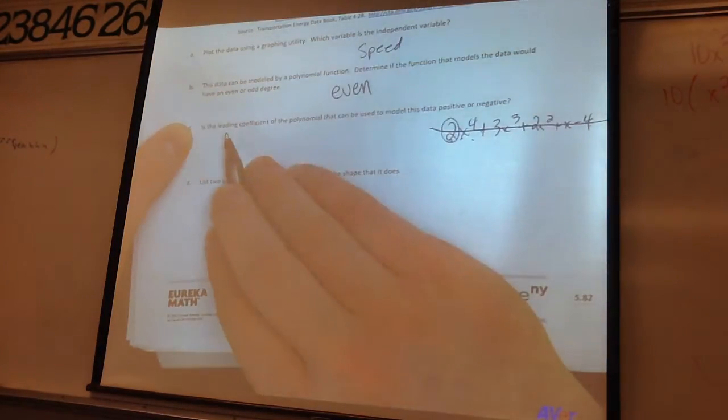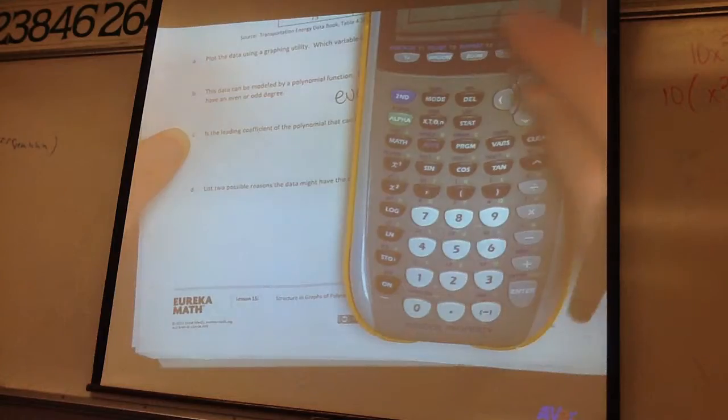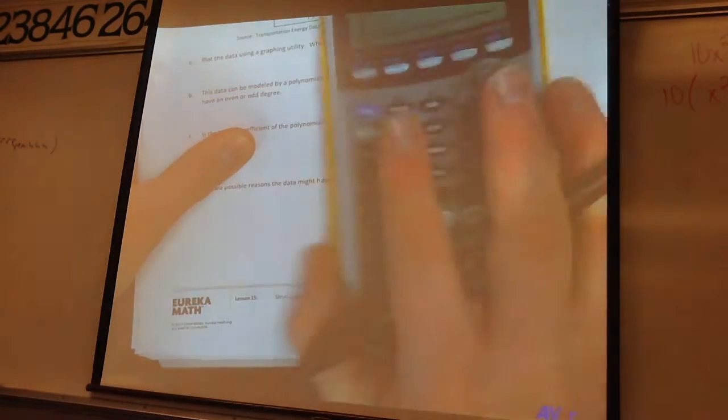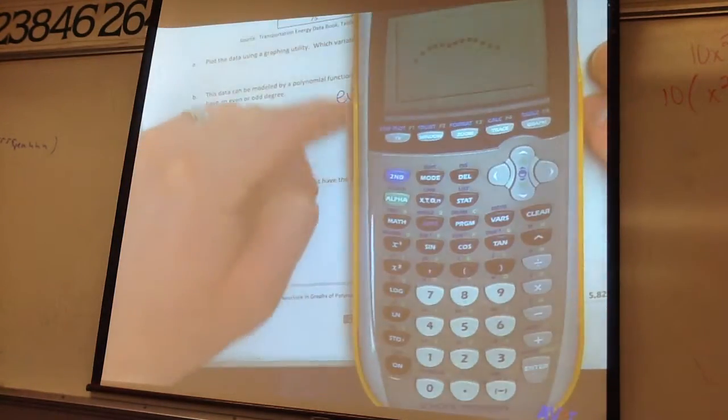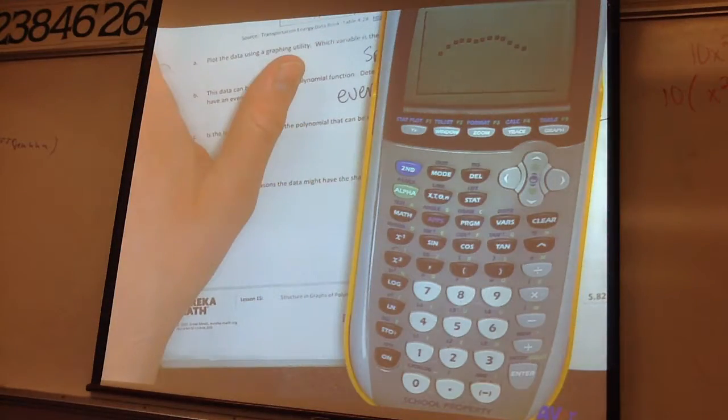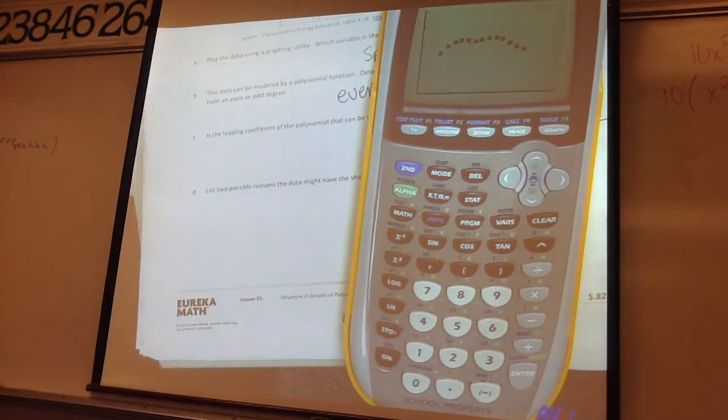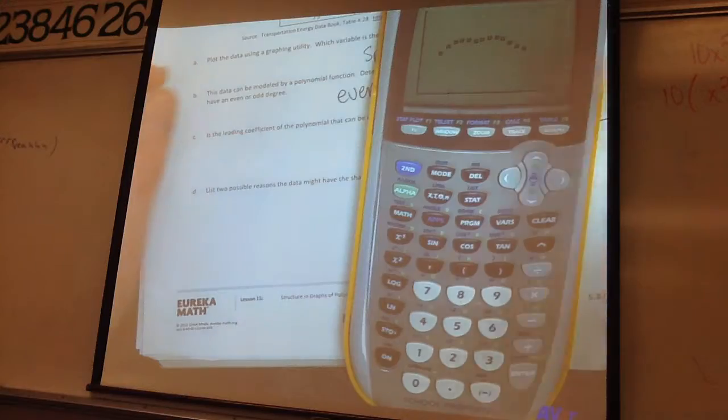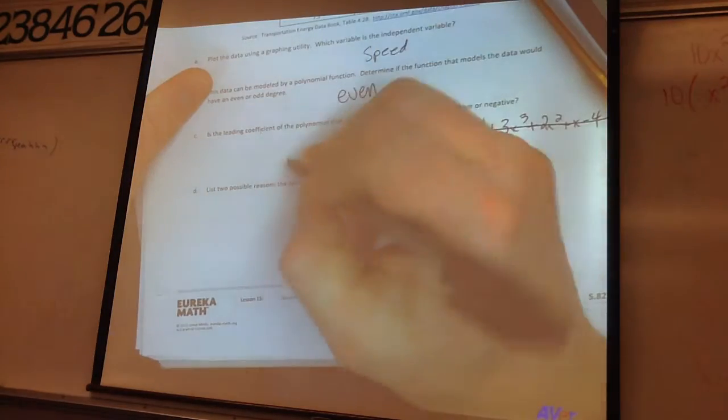All right. So is the leading coefficient of this polynomial positive or negative? How do you know? Because it goes down. It's upside down, right? It'd be like an upside down parabola. Yeah, negative.